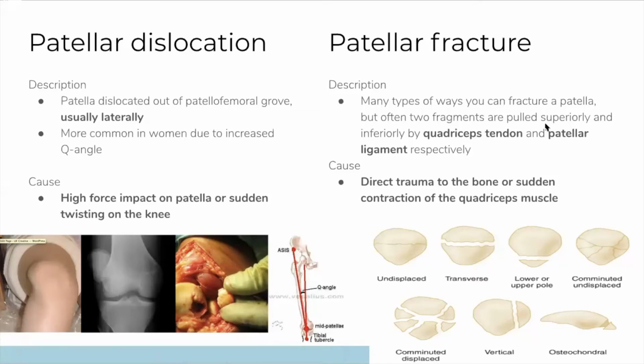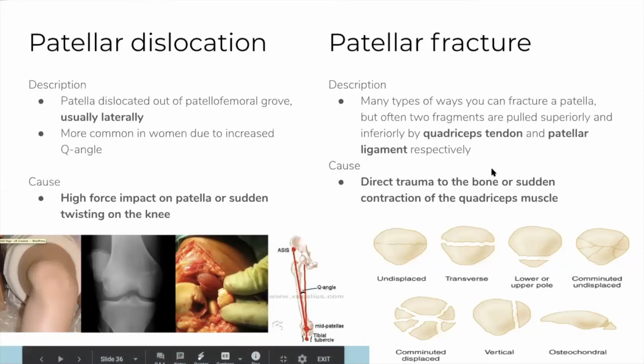And patella fracture, there's basically two main ways you can fracture a patella. One is direct trauma to the bone, which would suck, or you suddenly contract your quads too quickly and it actually tears off part of the patella, again in athletes. This can cause a few different types of fractures, which have the same names as the femoral fractures, but this is just a different image to show it. And if a patella is fractured into two, which it often is, the top is pulled superiorly by the quads and the bottom is pulled inferiorly by the patellar ligament, because, you know, that's what happens when you flex.